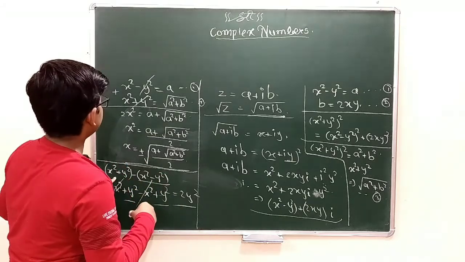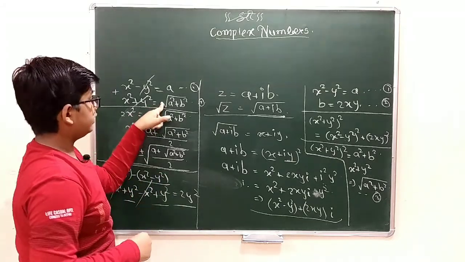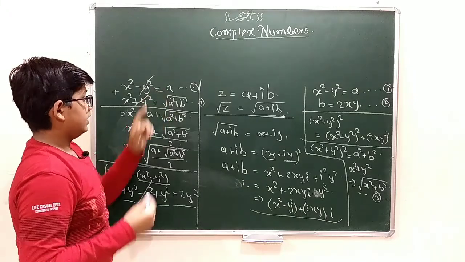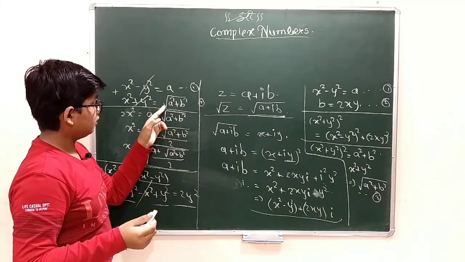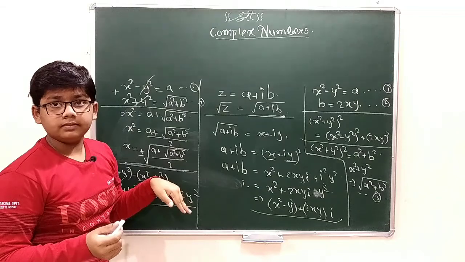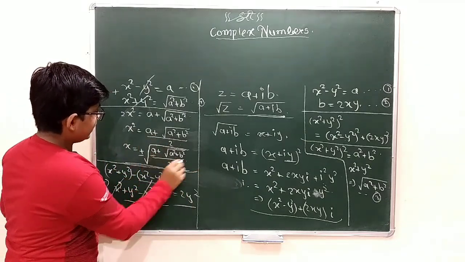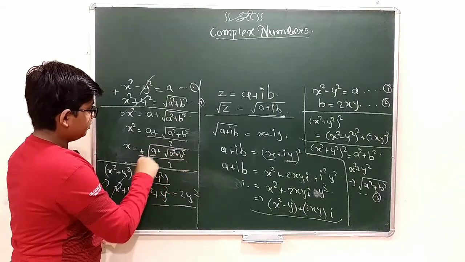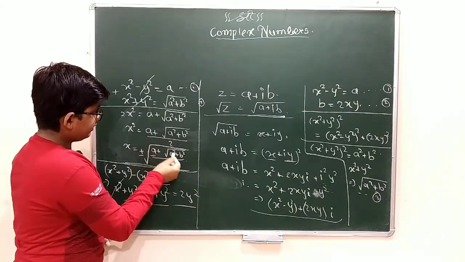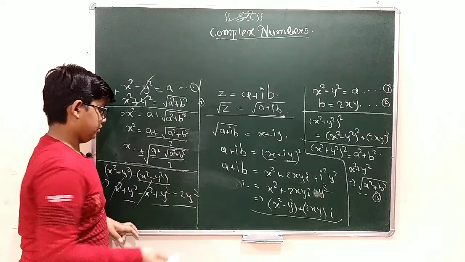Then what do we have to do? What is the value of x squared plus y squared? It is root a squared plus b squared. Subtract a from it. Then what will we get? We will get root of a squared plus b squared minus a. So we can write it as square root of a squared plus b squared minus a divided by 2 for y squared.